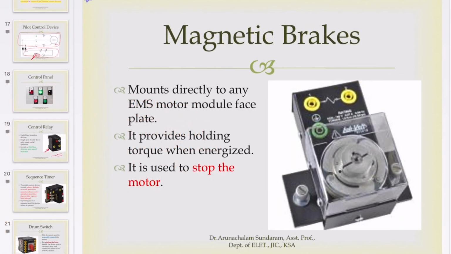Now, for magnetic brakes, it is a device that mounts directly to any EMS motor module faceplate, which is the kind that we have in the labs. It provides holding torque when energized. It's used to stop the motor. For plugging switches, guys, the motor will stop, but you can go for reversing the motor after standstill position. In case of magnetic brakes, once it is energized, it will force the motor to stop, and you cannot go for reverse without de-energizing the magnetic brake. This is the difference between those two.